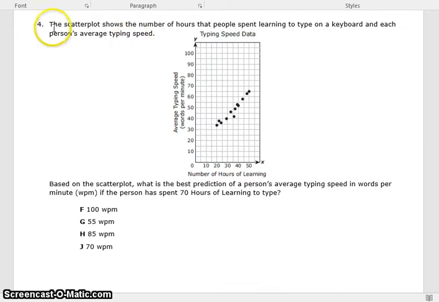Number 4. The scatterplot shows the number of hours that people spent learning to type on the keyboard and each person's average typing speed. Average typing speed, number of hours of learning. Based on the scatterplot, what is the best prediction of a person's average typing speed in words per minute if the person had spent 70 hours learning to type?